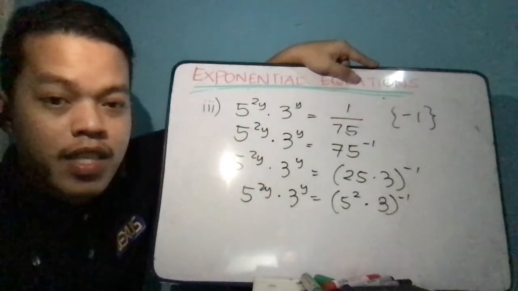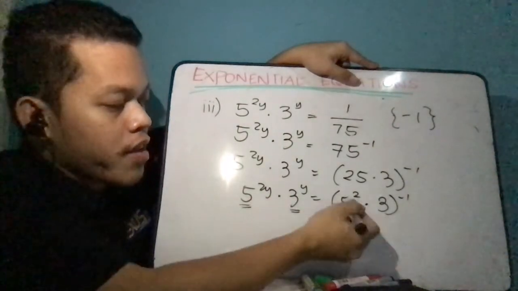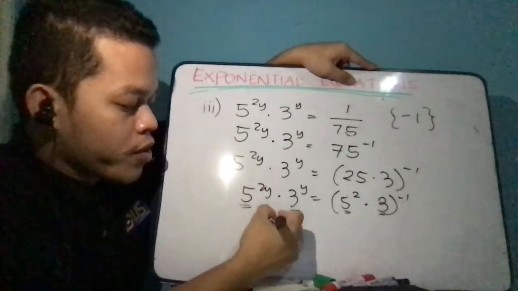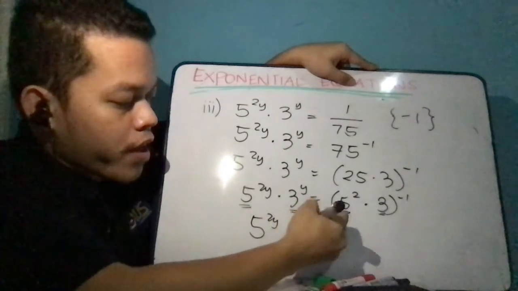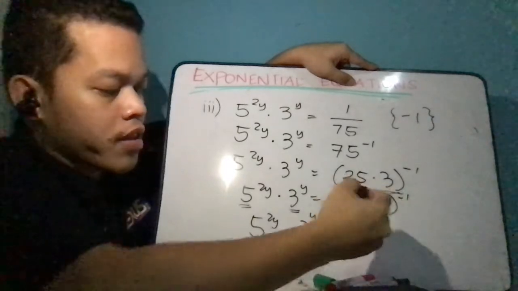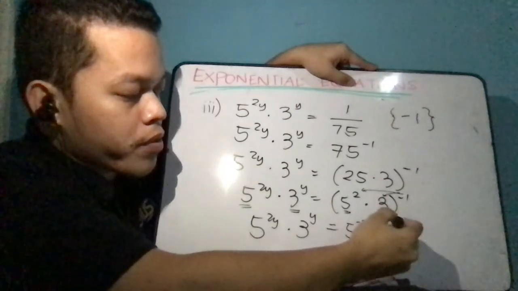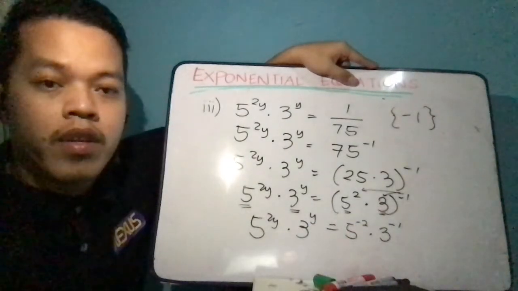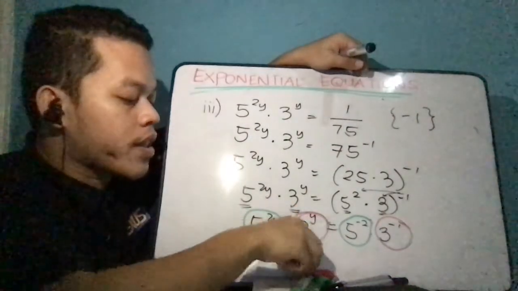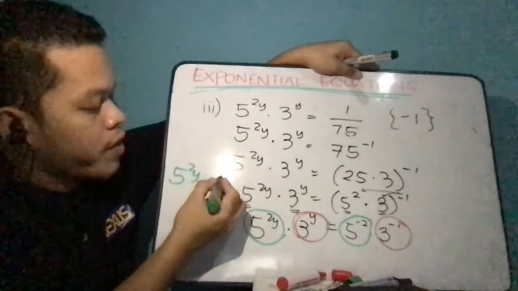Okay? As you can see, we already have 5 squared, base 5 here, base 3 here, base 5 here, base 3 here. So that means we can also have 5 to the 2y times 3 to the y is equal to, you can distribute the negative exponent here, that will give you 5 to the negative 2, and this will be multiplied to 3 to the negative 1. Okay, this is power of a product law. Okay, so you can actually equate 5 to the 2y equal to 5 to the negative 2.